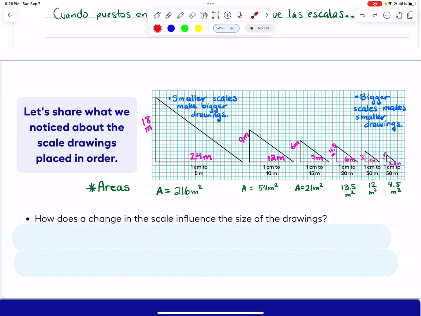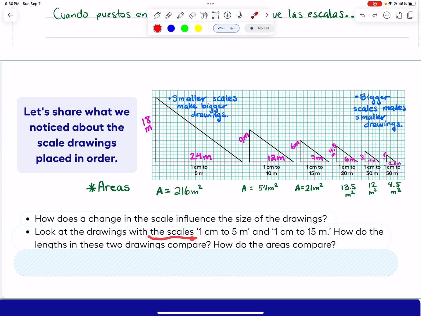How does a change in scale influence the size of the drawing? The size instantly starts going down the bigger the scale is. Look at that, 50 meters turns into a small triangle. But as you lower the scale, 30, 20, 15, notice the triangle increases in size.